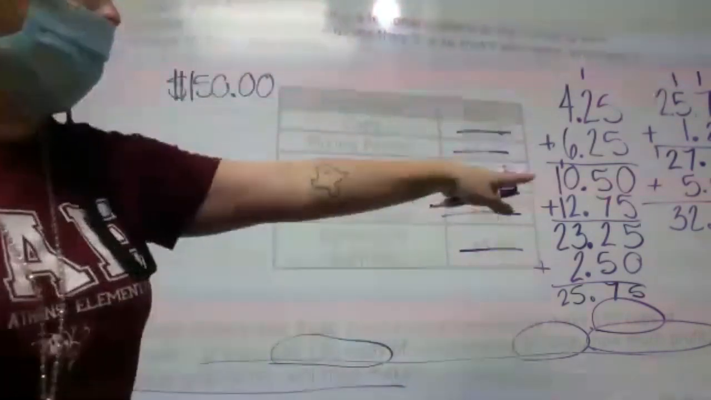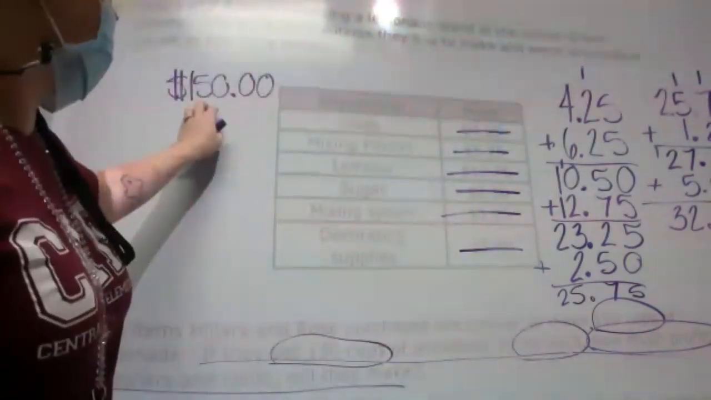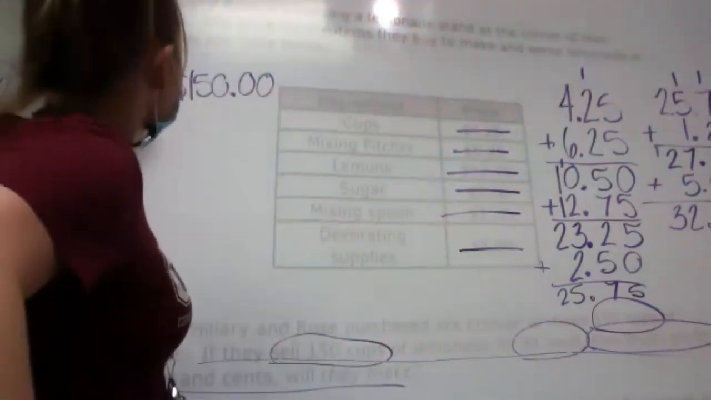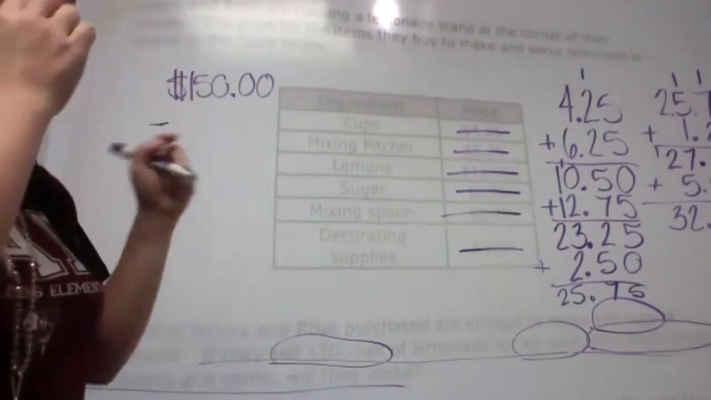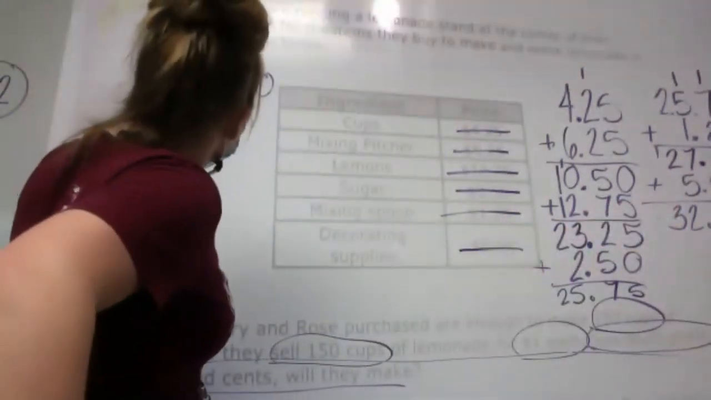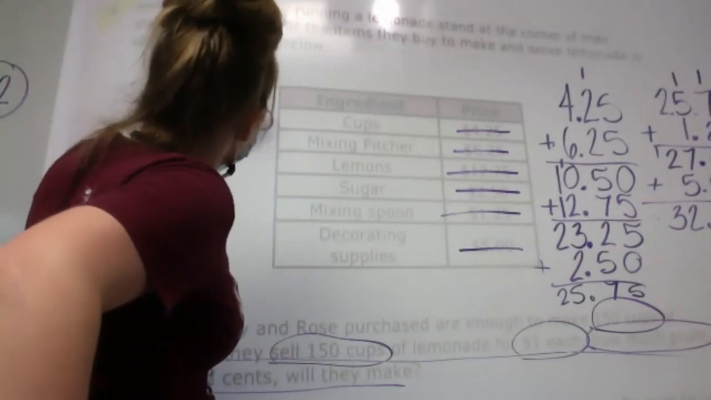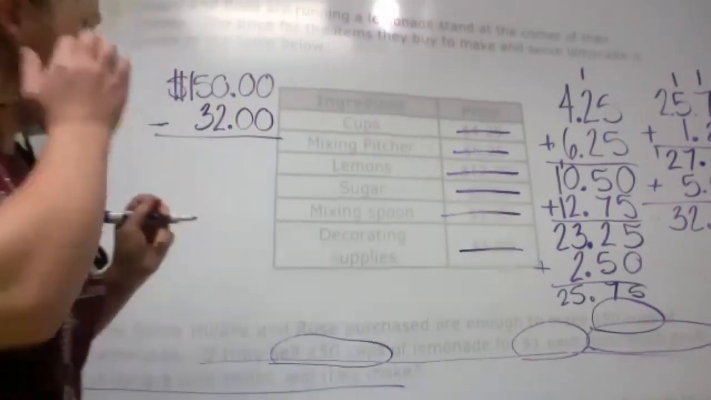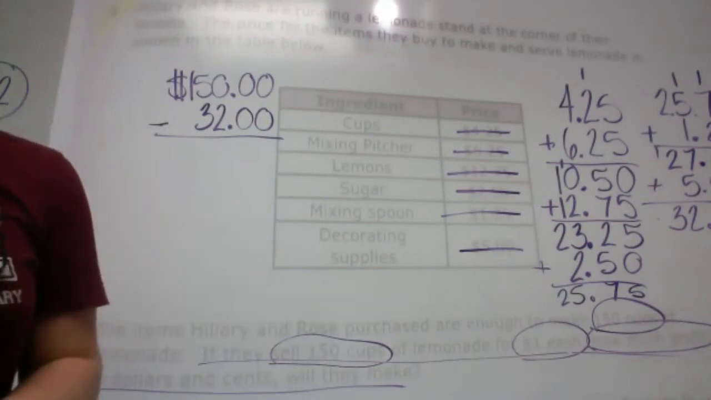Okay, so now I know my expenses and I know my income, so let's subtract that. So I've got $150 minus this 32, okay? And let's just do this together.